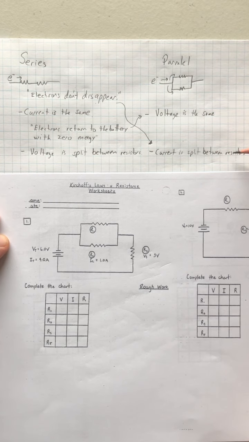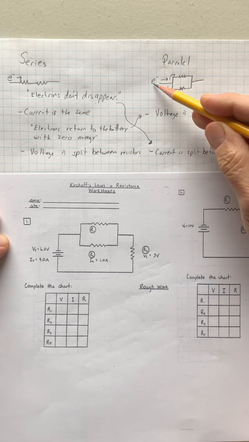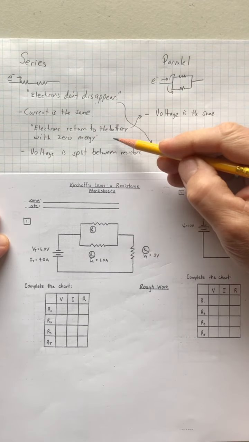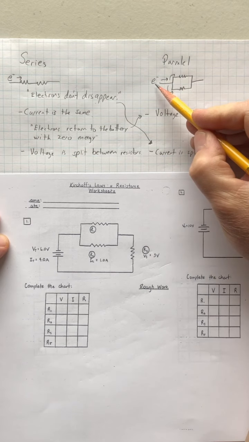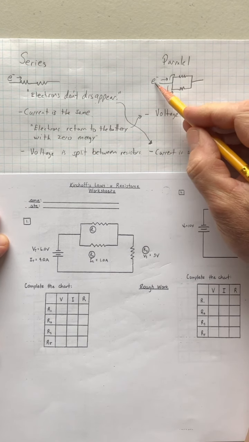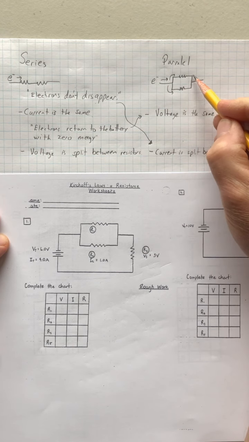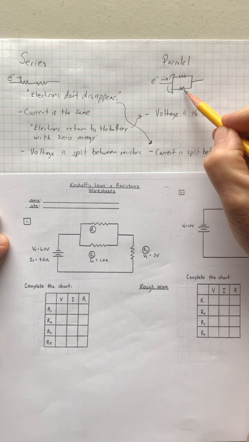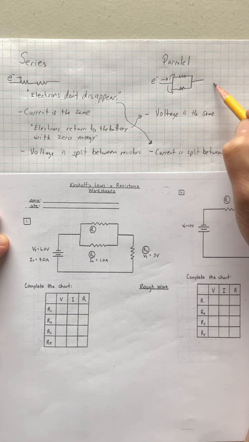So in that case, the current is split between the resistors. If you got 10 amps, 5 go this way, 5 are going to go that way. And then they join together again and continue around the circuit. This one says electrons return to the battery with zero energy. So if this guy had 10 volts or 10 joules per coulomb, every electron going this way will give up all 10 with nothing left and continue on back to the battery. Or the ones that go this way will give up their 10 and go back to the battery.